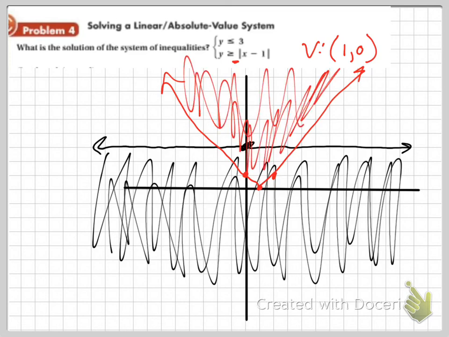Where does my graph overlap? Well, see where the black and the red touch? Right there is where it's all shaded. Just that part right there. And that's it.